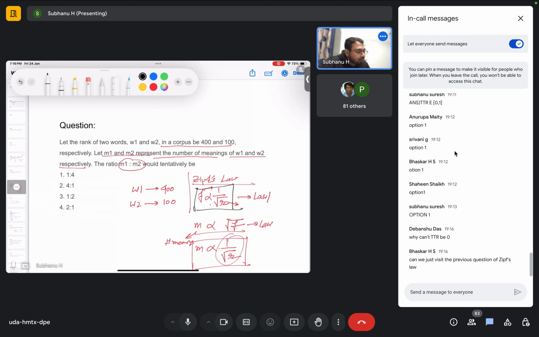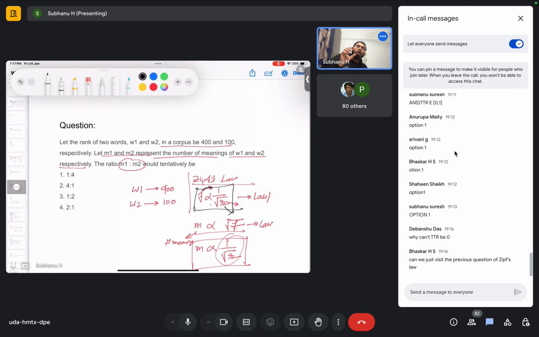F is the frequency of the word, and R is the rank of the word. So how is this calculated? Basically, it is calculated using the word frequency and the frequency of frequency. Please refer to video 1.